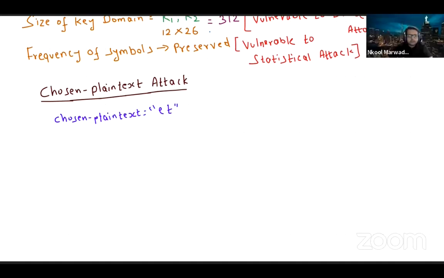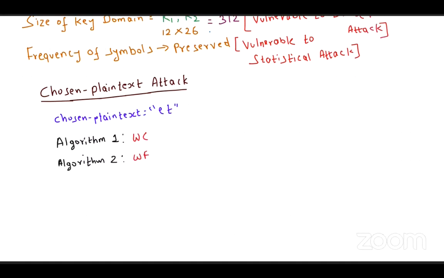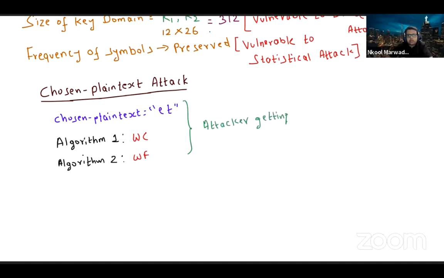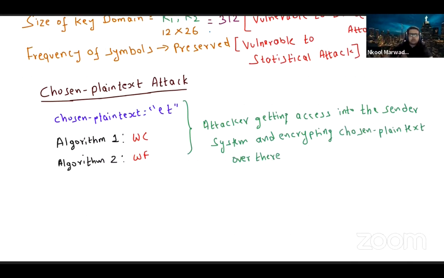he uses 2 algorithms, because ultimately his goal is to get the key. Both algorithms use the same secret key. So he makes use of 2 encryption algorithms, algorithm 1 and algorithm 2. For this chosen plain text, we get the cipher text as WC and WF. All this activity is done on the sender system: the attacker gets access into the sender system and encrypts the chosen plain text there. Now let us use the affine cipher technique.